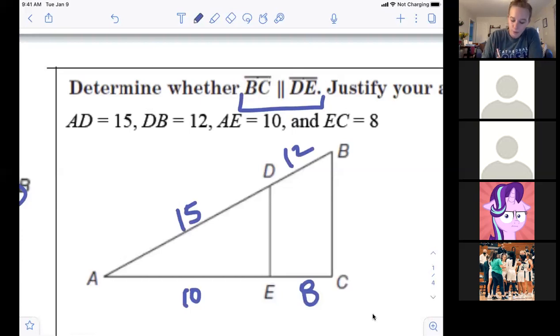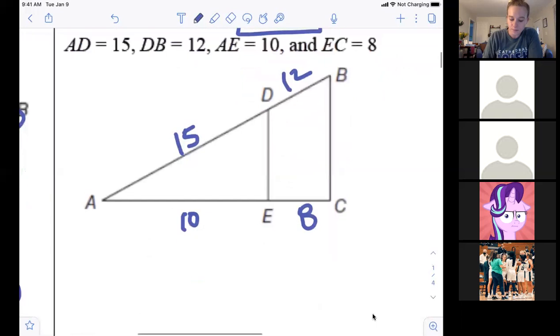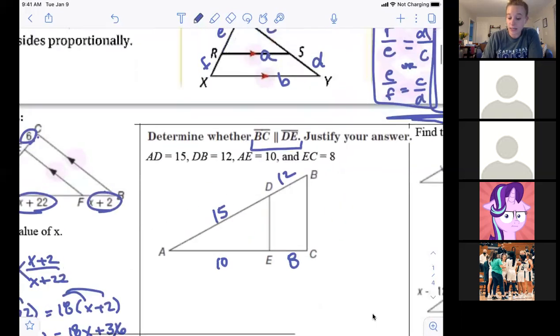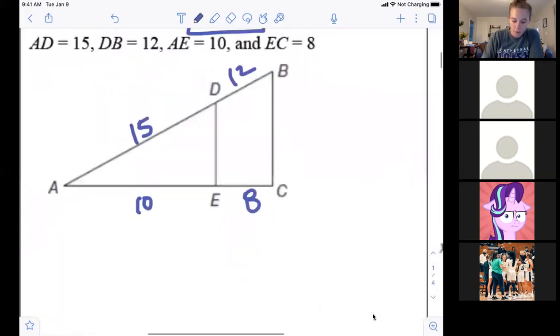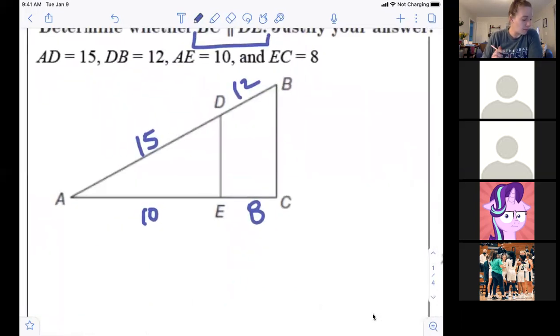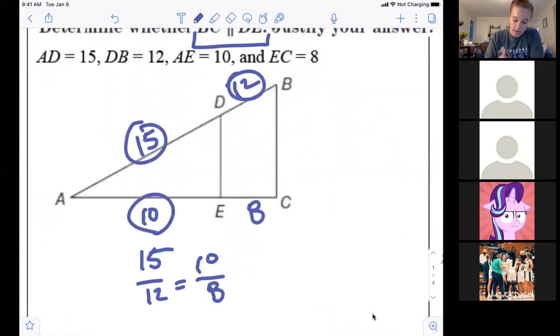Okay, and I'm kind of wondering, are these lines going to be parallel? If they are parallel, you can set up a side splitter proportion like we just learned. Who can write one for me? Go ahead, Ava. I see your screen lit up. So I put 15 over 12 equals 10 over 8. Perfect. 15 over 12 equals 10 over 8. 15, 12, 10, and 8.